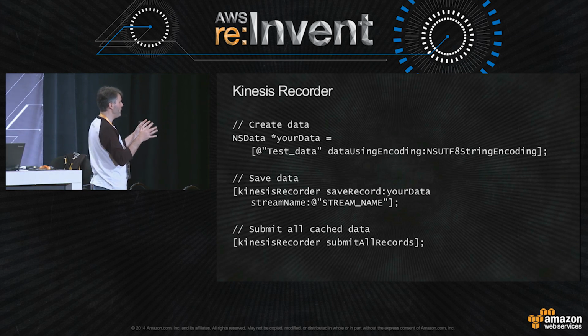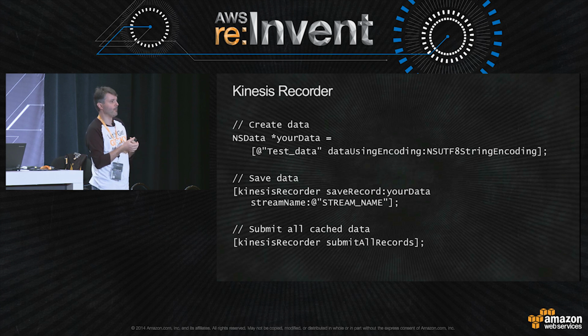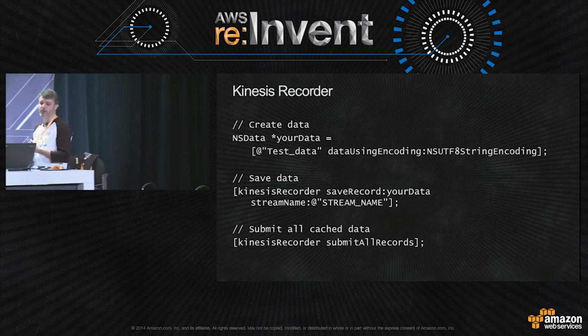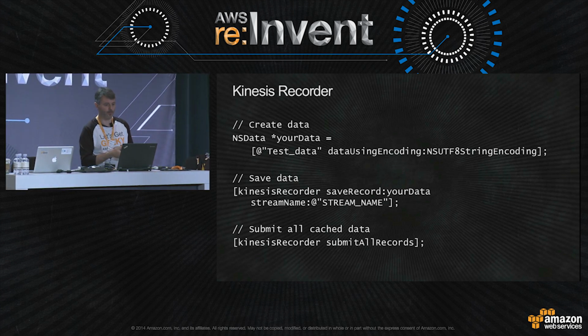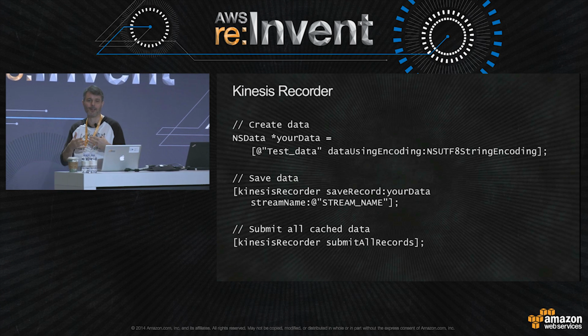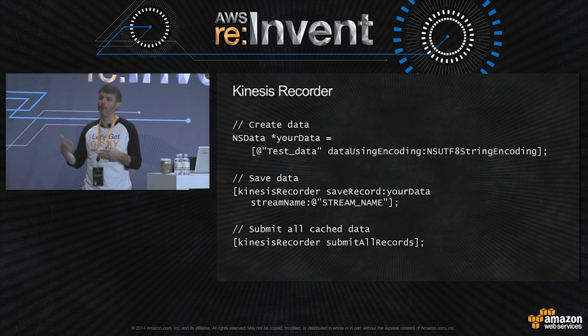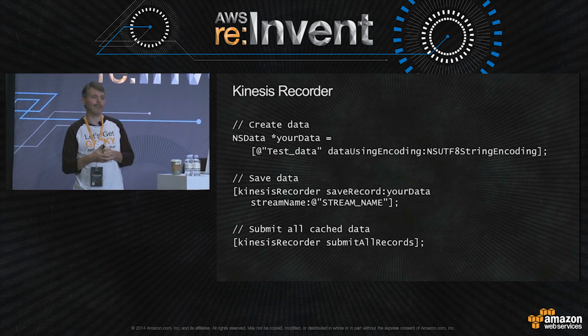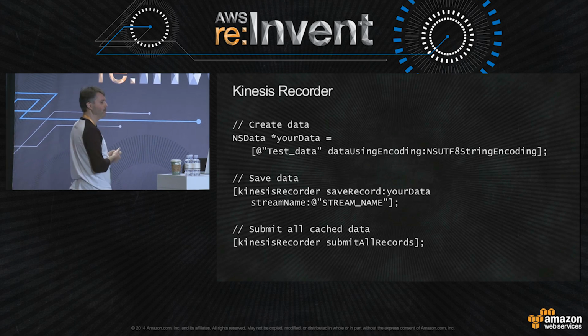When your local cache is full, or when you decide it's time to submit the records to Kinesis, you just have to call submit all records on the Kinesis recorder. So from a client perspective, it's extremely easy to interact with Kinesis. Just 3 or 4 lines of code, and you can send any type of data to Kinesis.